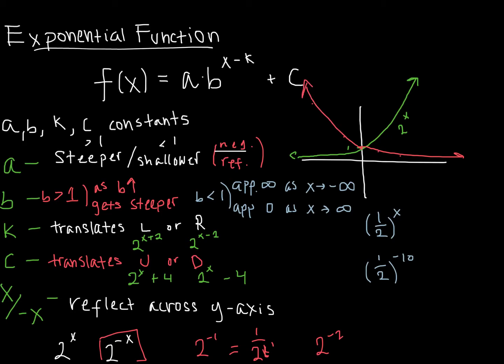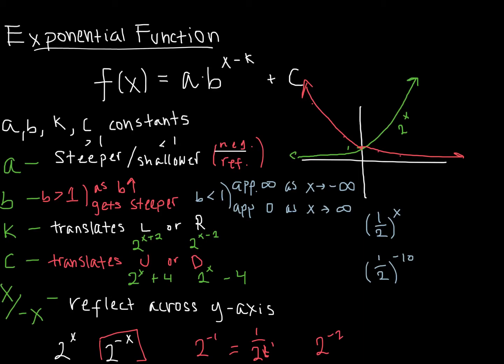And notice here that the points that 2 to the x had for positive x values are going to be the same as the points that 2 to the negative x will have for negative x values. And so you can see that it's just a reflection across the y-axis.